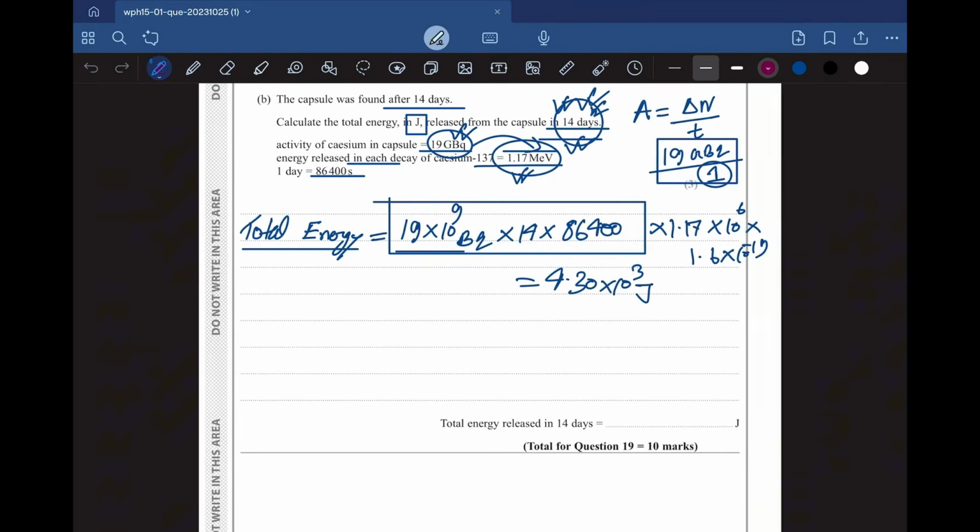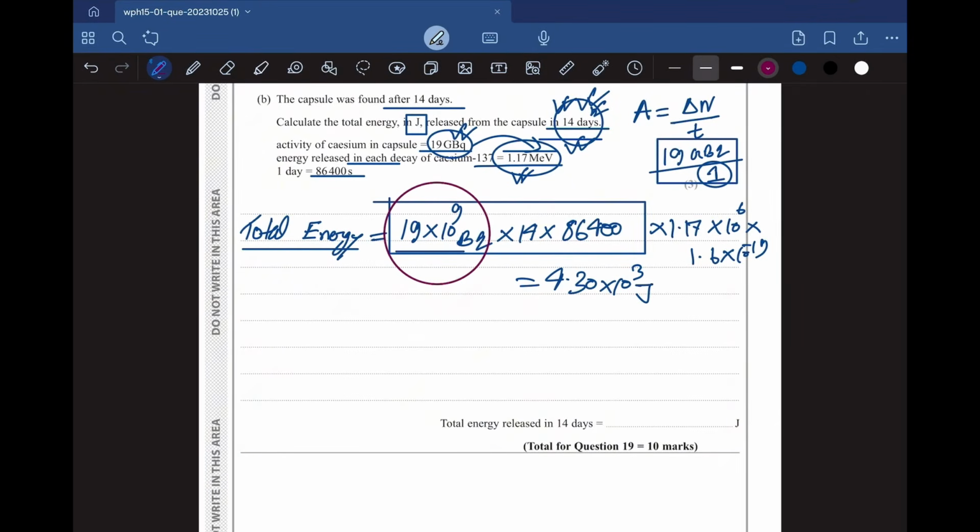Now basically this concept was a bit difficult to understand. Not the concept actually, the formula was a bit difficult to understand. If I explain it again, now as we have got our activity as 19 gigabecquerels, they have given us activity as 19 gigabecquerels. So we have written that activity, and we know the activity means the rate of decay.